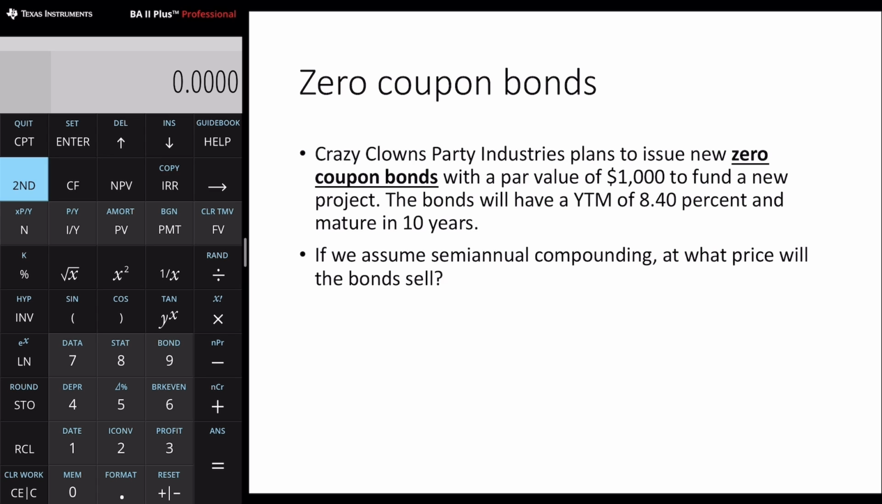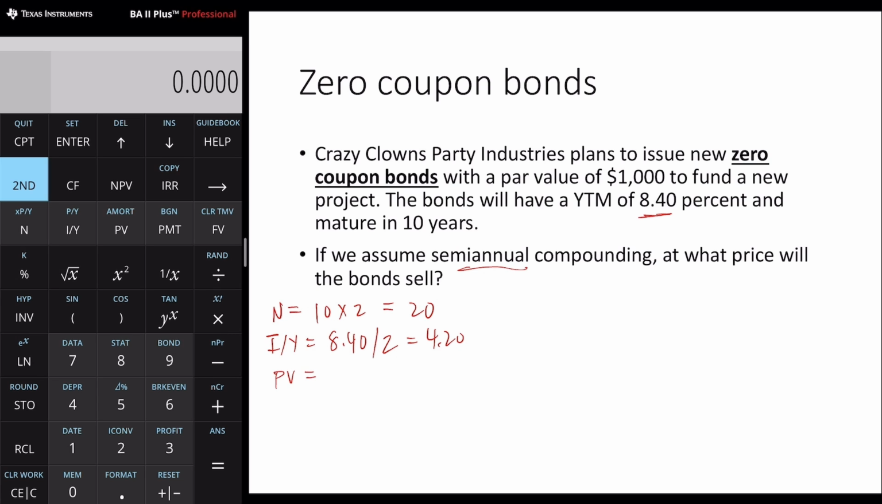All right, so let's talk about how we input this into the calculator. Now, N is going to represent the maturity. But with semi-annual compounding, we're thinking every 6 months. So N is going to be 10 multiplied by 2 for 2 6-month increments in every year. And that's going to give us 20. I/Y is our yield to maturity, and that is given to us as 8.4%. That's an annual number, so we divide that by 2, and that is going to be 4.2%.